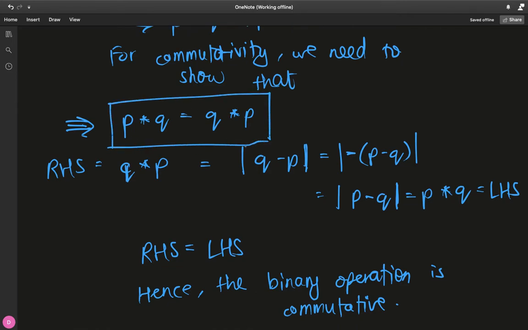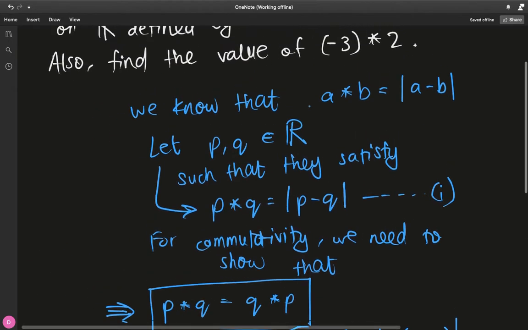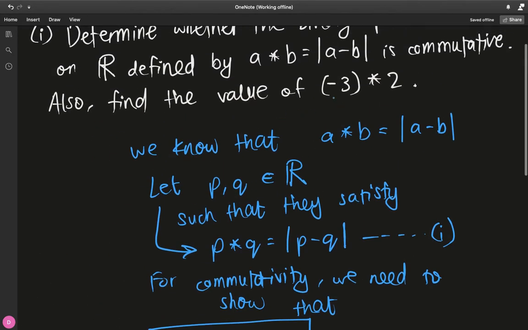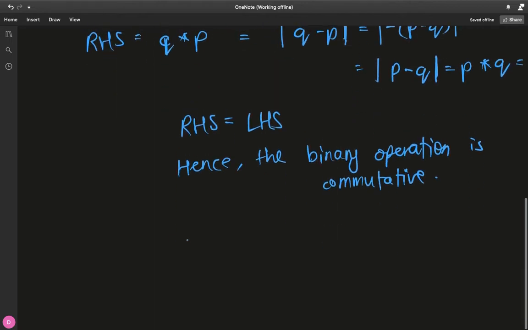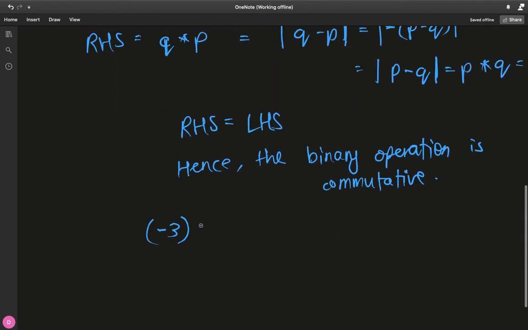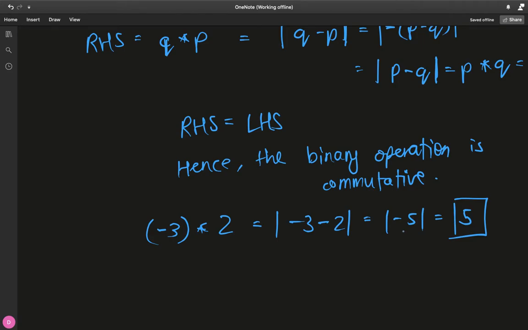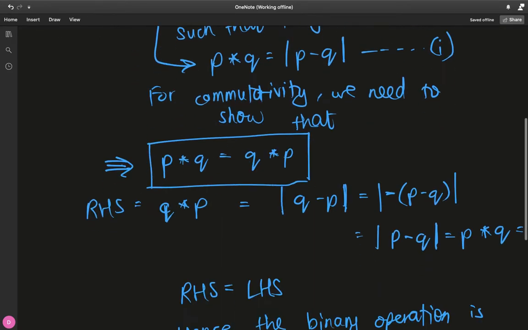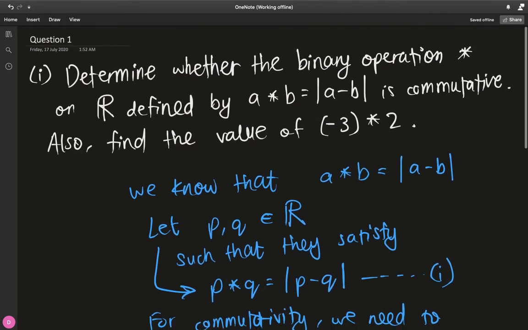Okay, so now the second part is telling us to find the value of negative 3 asterisk 2. So negative 3 asterisk 2 will be absolute value of negative 3 minus 2. That will be absolute value of negative 5, which is just positive 5. So there we go. This was a really nice question on binary operations, and yes, we've done that.